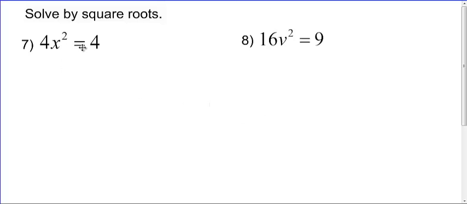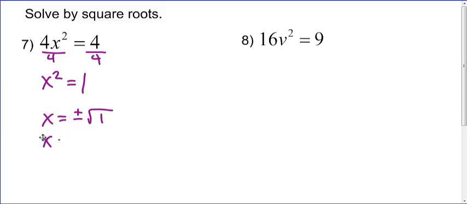All right, let's do two more. Number 7, 4x squared equals 4. First thing, isolate the x squared. So we'll divide both sides by 4. So we'll know that x squared is equal to +1. And then x would equal plus or minus the square root of 1, which is just simply plus or minus 1.